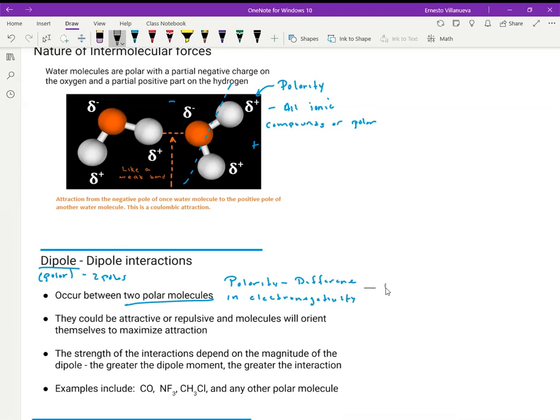So when we're talking about ionic compounds, I'm sorry about my handwriting, but I have a new little pad because I forgot mine at home. And it's a little bit different.